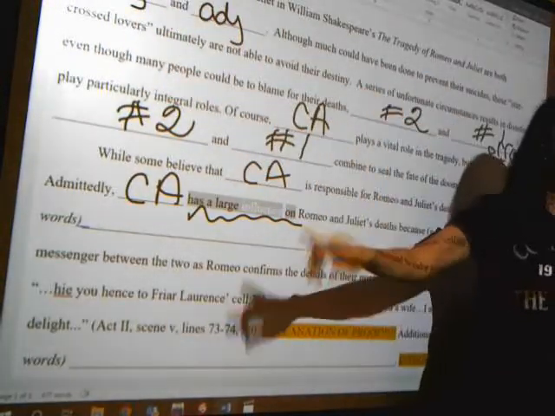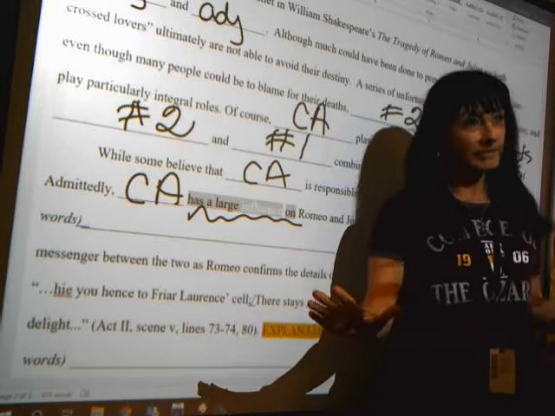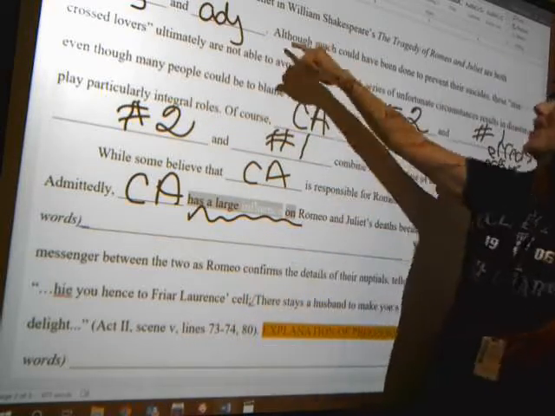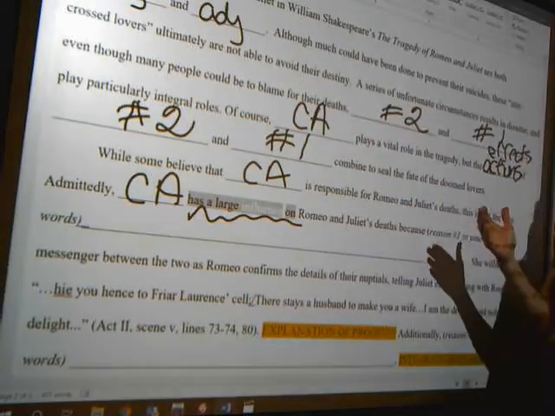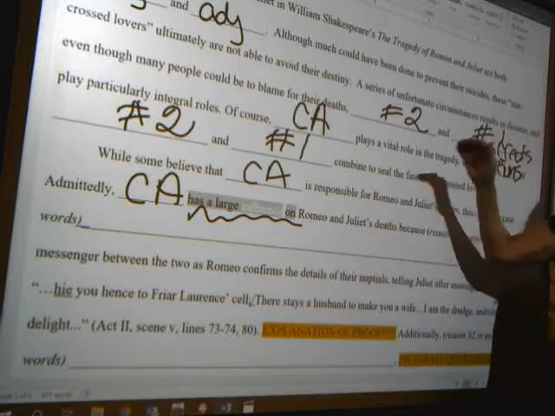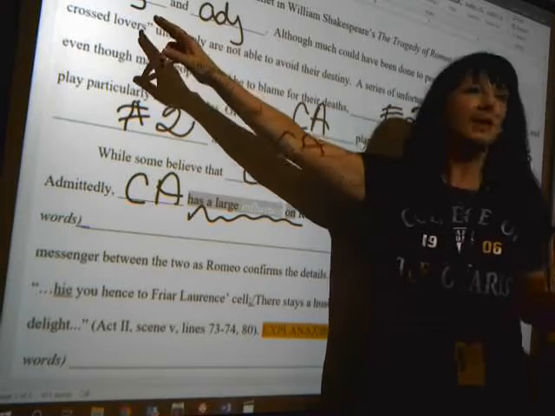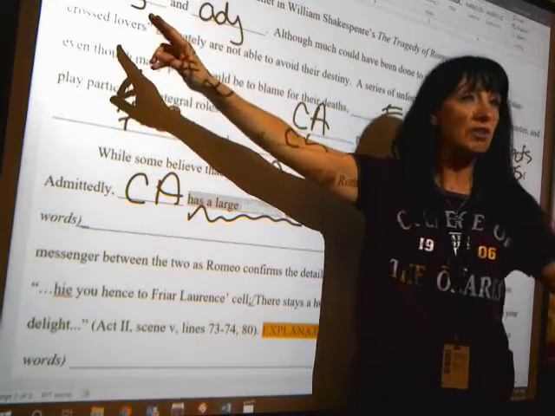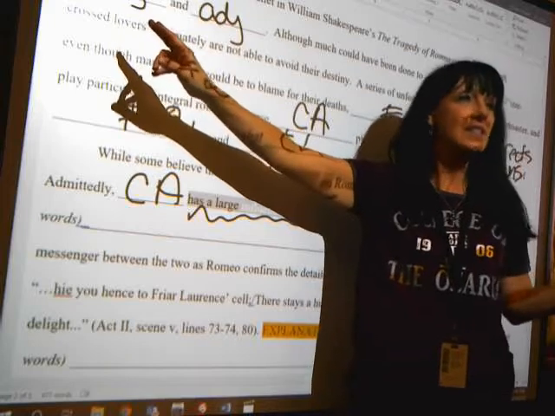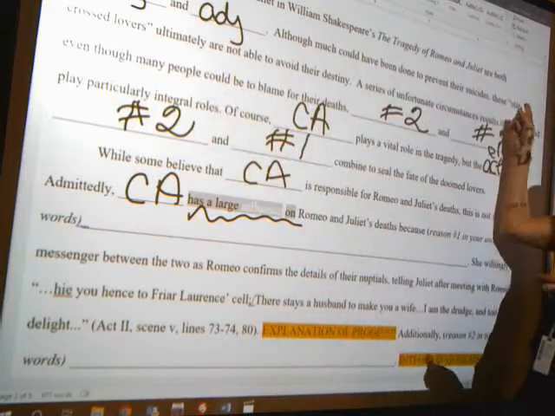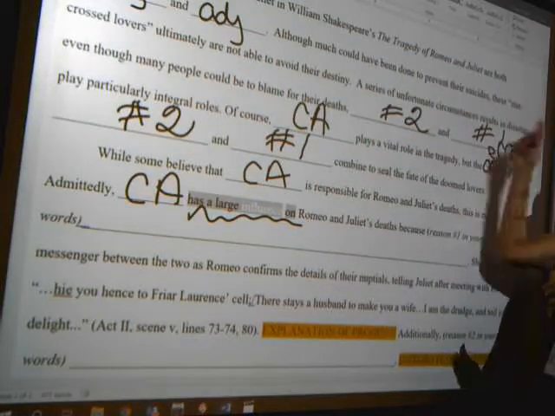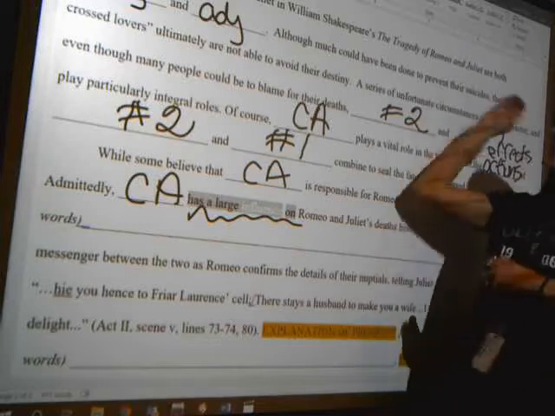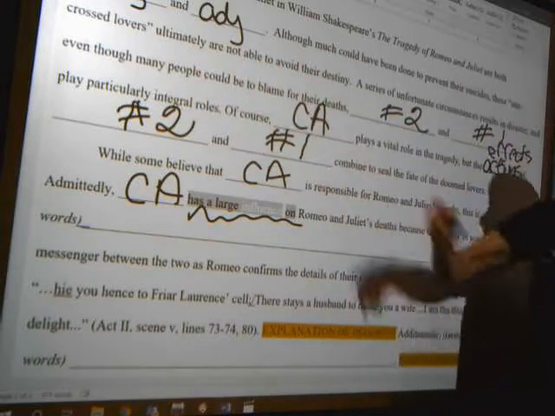So you write your sentence and fill in those 2 blanks. Time. All right. So, although much could have been done to prevent their suicides, these star-crossed lovers, yes, write these in quotation marks. It is a character archetype. If you looked on your character archetype sheet, you would see that. This is a hyphenated word, so make sure you use the hyphen even if you don't go to a new line. All right? These star-crossed lovers ultimately are not able to avoid their destiny.